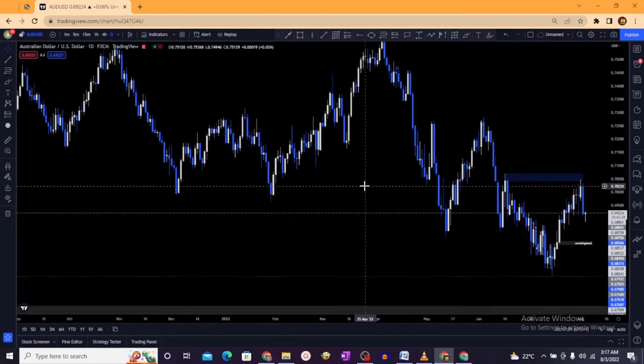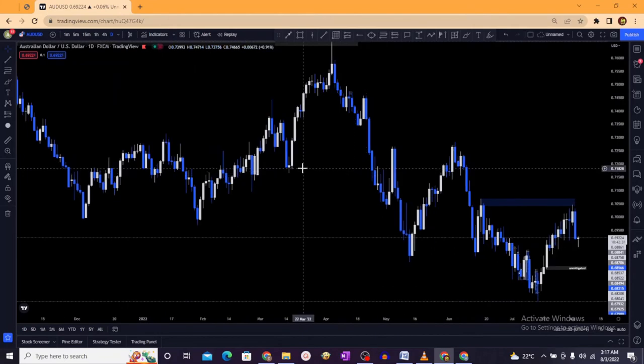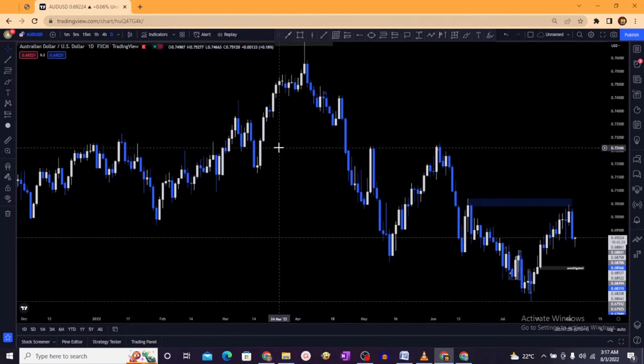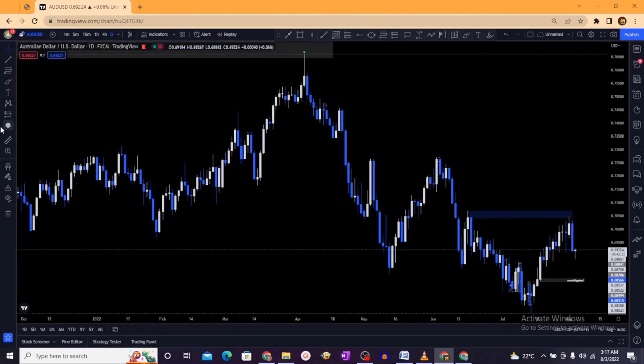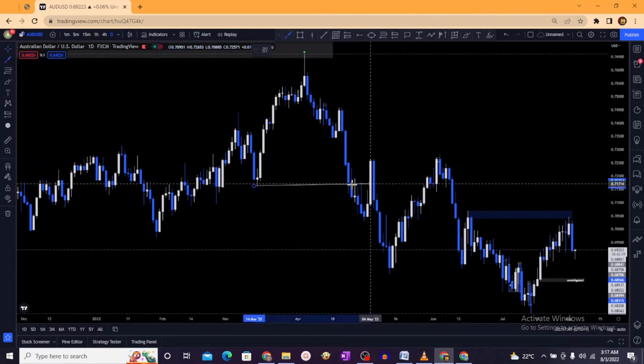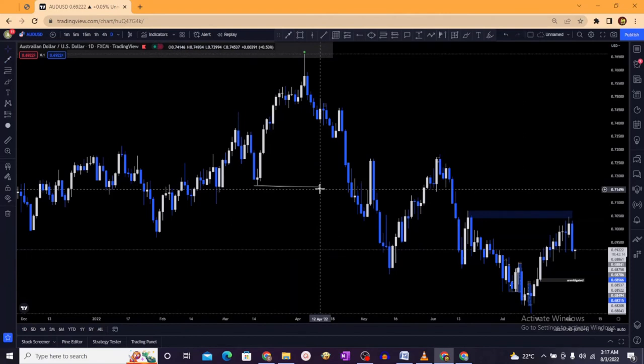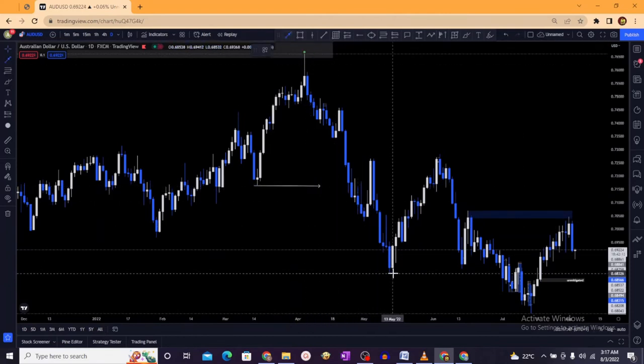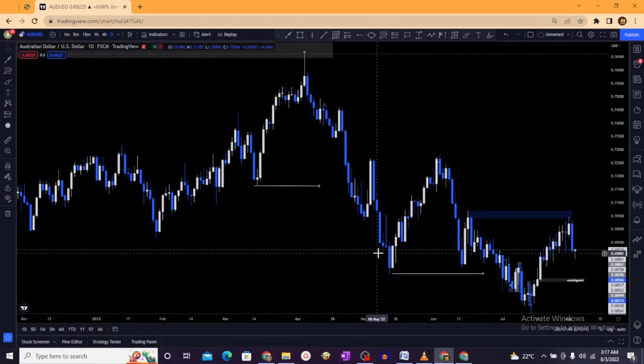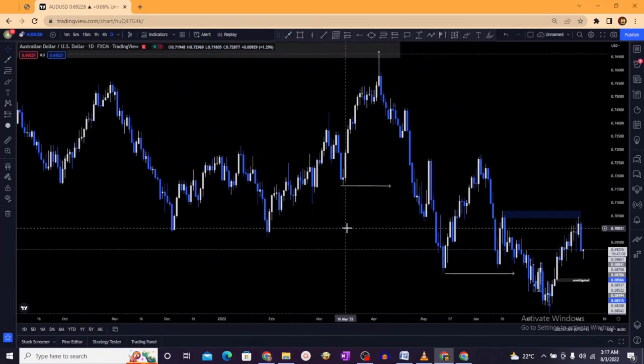What you want to be looking for is 2 break of structures to identify your trend. You need 2 break of structure to confirm the trend, to confirm the market structure. So here we have one. Here's one break of structure on the daily time frame, and here's the second break of structure. These are the 2 most recent break of structures.